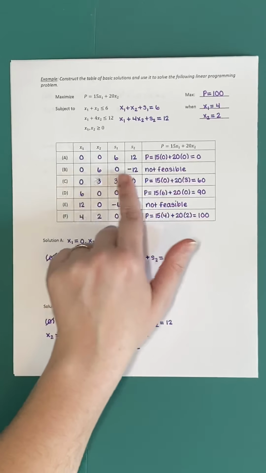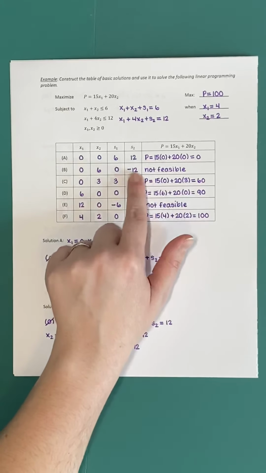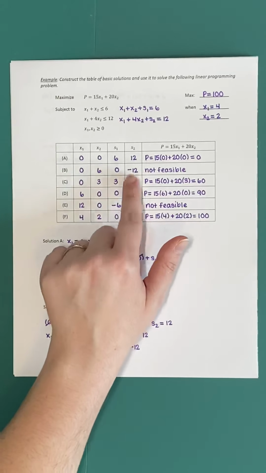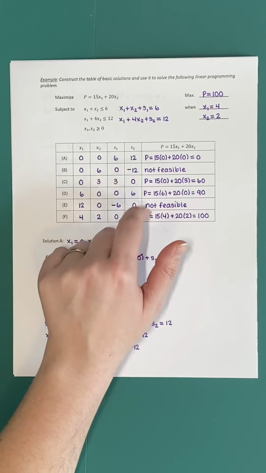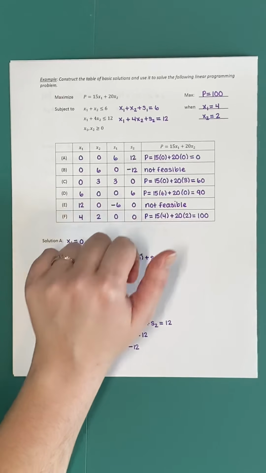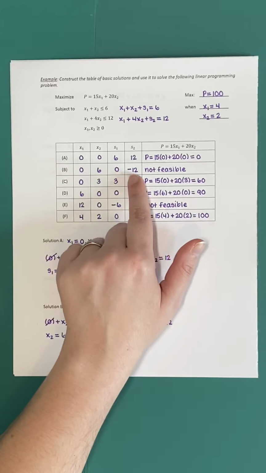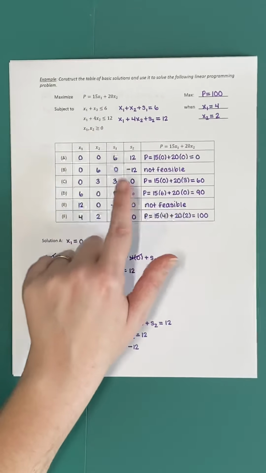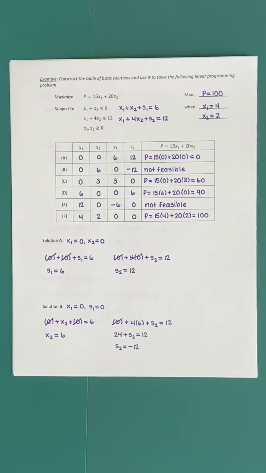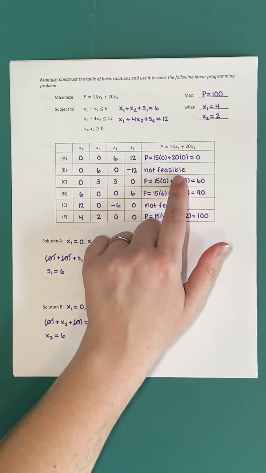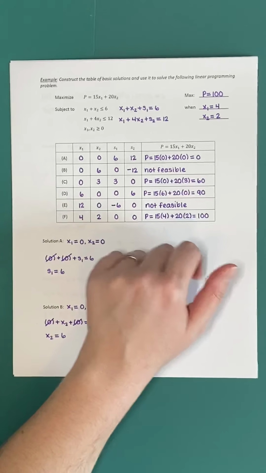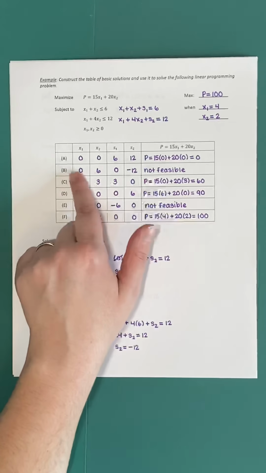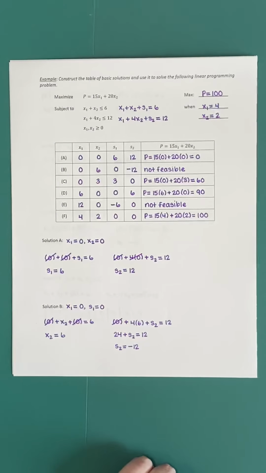Now this is not a feasible solution because we have a negative value. Negative slack, again, means we've overused our resources. So this is not a combination of values that would actually work for this linear programming problem because, again, that negative slack means we've overused our resources. So I'm going to mark that as a non-feasible solution. We won't actually have to check that one because this is not a combination that could exist in real life.